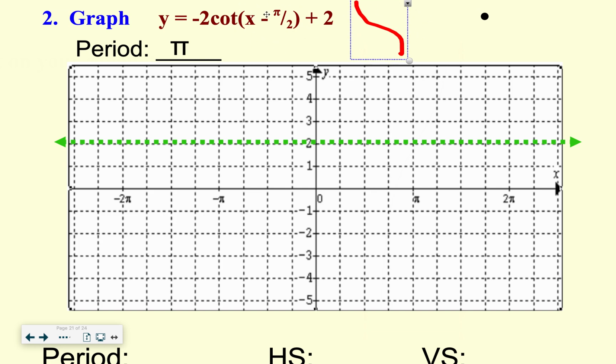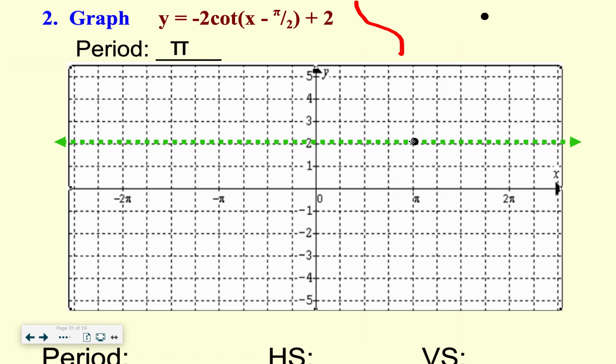And there's a horizontal shift to the right, pi over 2, and the vertical shift is up 2. So what I would recommend, again, is thinking about your normal cotangent graph, which has an asymptote at 0 and pi, and the normal middle point of a cotangent graph is at pi over 2. So asymptotes here at 0 and pi. My period length didn't change, so that's great, but I have shifts. So now this point is going to go to the right pi over 2 and up 2.